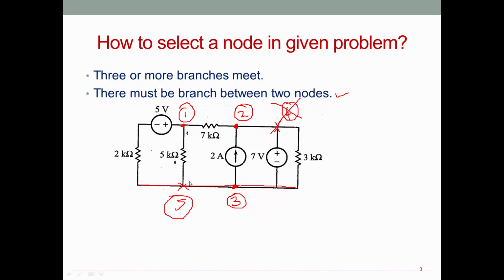So that I have eliminated, only I have chosen. This is correct way of identifying the node. You just stick to these two rules, you can easily find out nodes in a given problem.